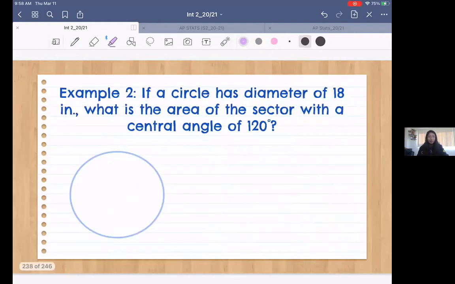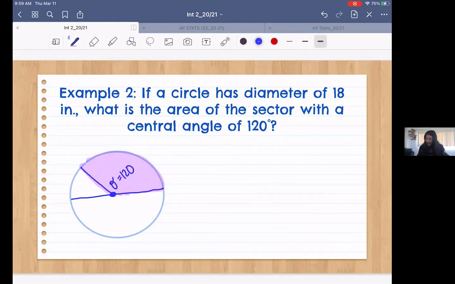Example 2. So now example 2 says, if a circle has a diameter of 18 inches, what is the area of the sector with the central angle of 120? So I'm looking at a diameter. So that means it goes from one side to the other. However, I'm only looking for the piece that is 120 degrees. So I'm just going to add another line in. And I'm going to say theta equals 120. So the piece that I'm looking for is this piece right here, so you guys don't get confused because there's a lot of lines going on right now.